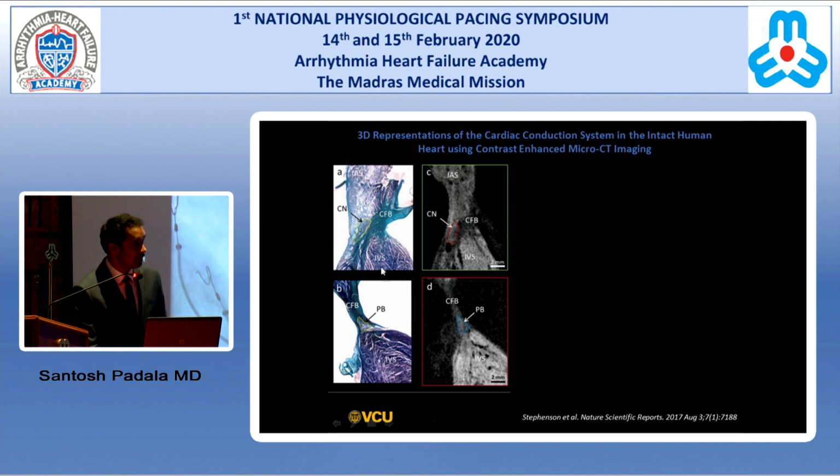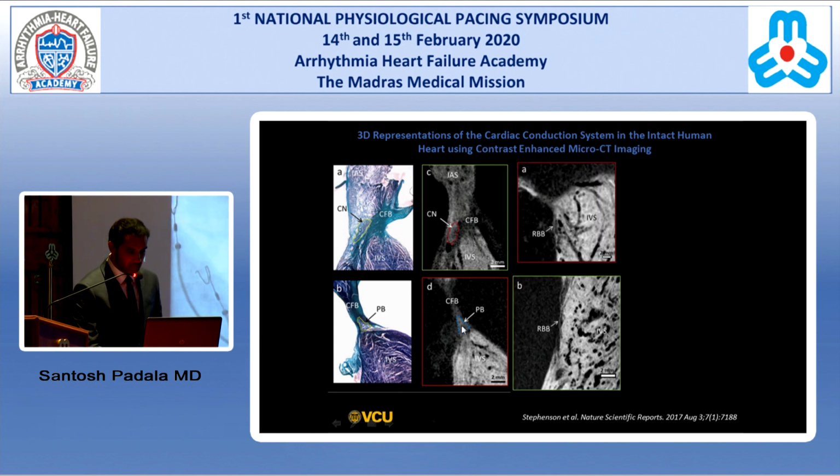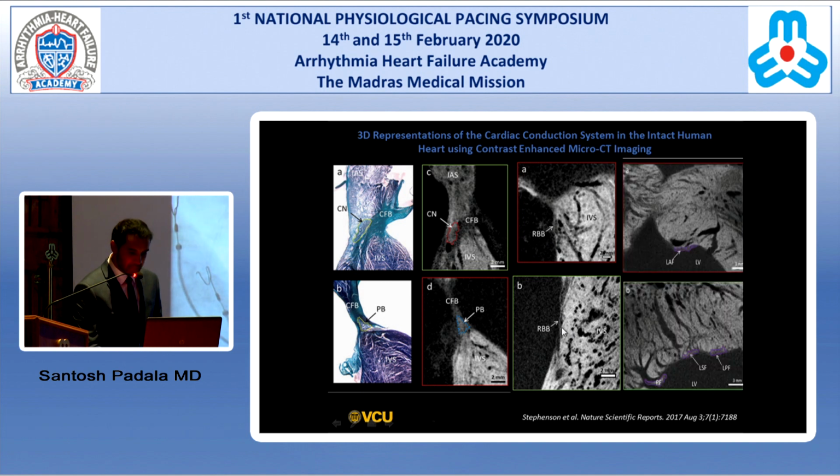On the left side, you can see the histological representatives. On the right side, you can see the micro-CT imaging, and based on the contrast uptake by different structures, the conduction system was able to be identified. So this is the compact AV node marked in red here. And as you come down, you can see the penetrating bundle here. And as you go down, you can see the right bundle coming along the ventricular septum. And these are the short axis views where they were able to delineate the left anterior fascicle, posterior fascicle, and septal fascicles.